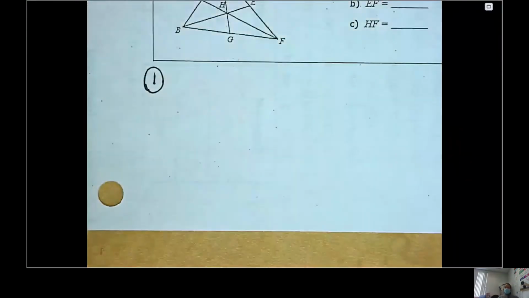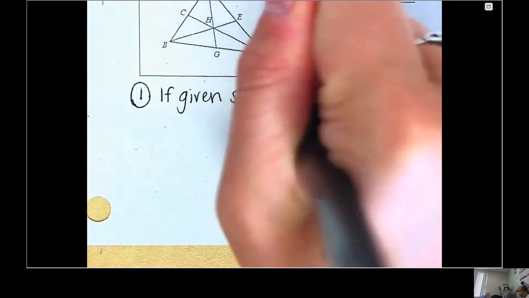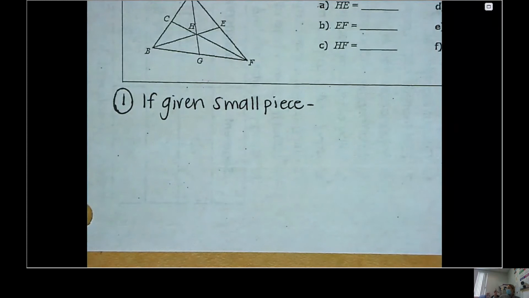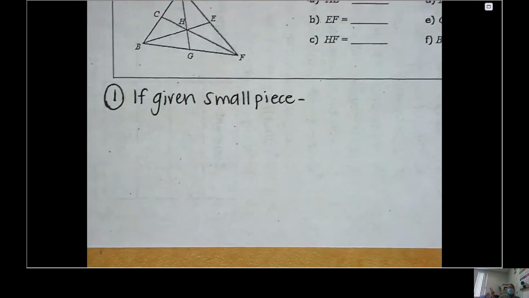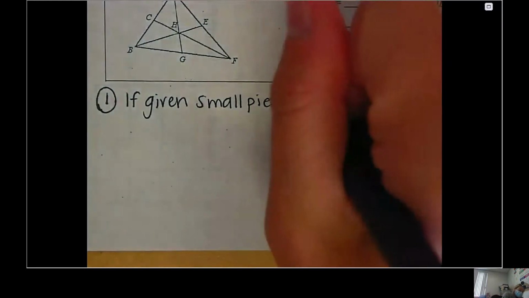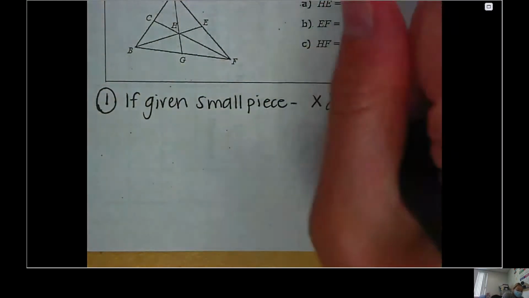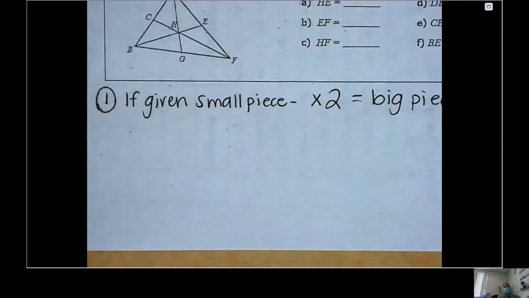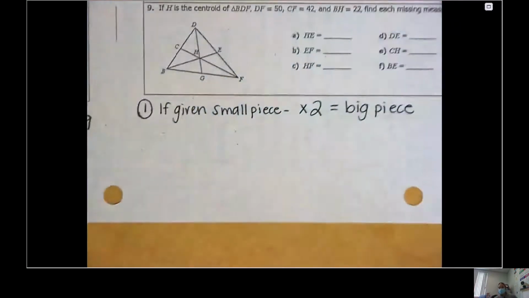Okay, number 1, there's 3 different scenarios. Scenario 1, I give you the small piece. If you're given the small piece, what should you do? Multiply by 2. So if you're given the small piece, you multiply by 2, and that gives you the big piece. That's scenario 1. I give you the small piece.